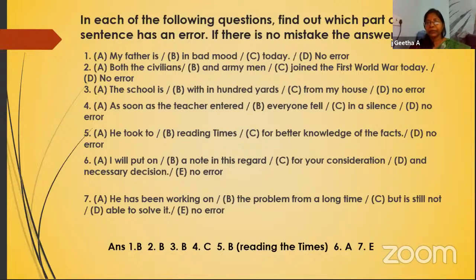Very good. Thank you, Ravi Kiran, for supplying that. Yes, it is: he has been working on the problem for a long time. It's not okay. So there's a slight mistake that has happened there. B is the answer for the seventh one. Okay. Good. Right. Hope we are done with this. So we will move on to the next one.